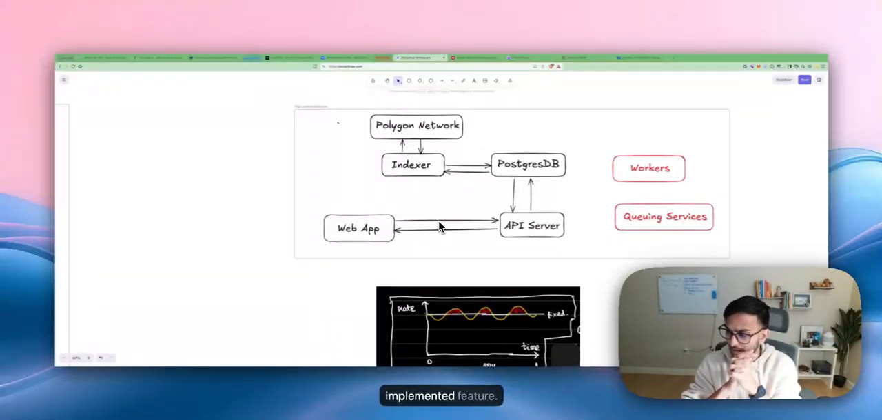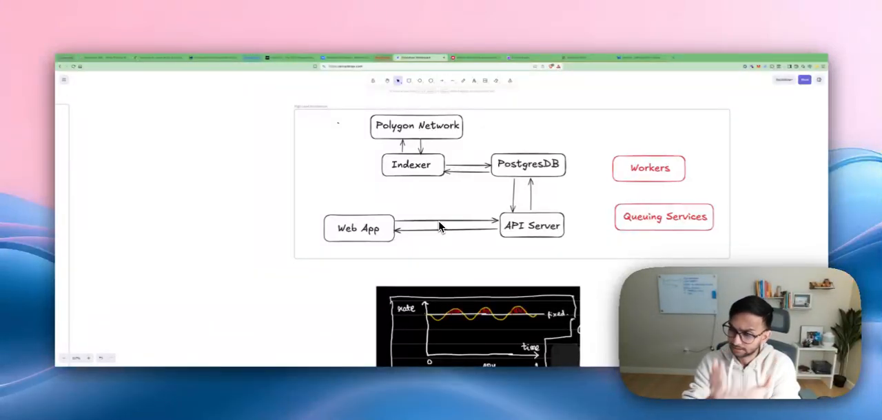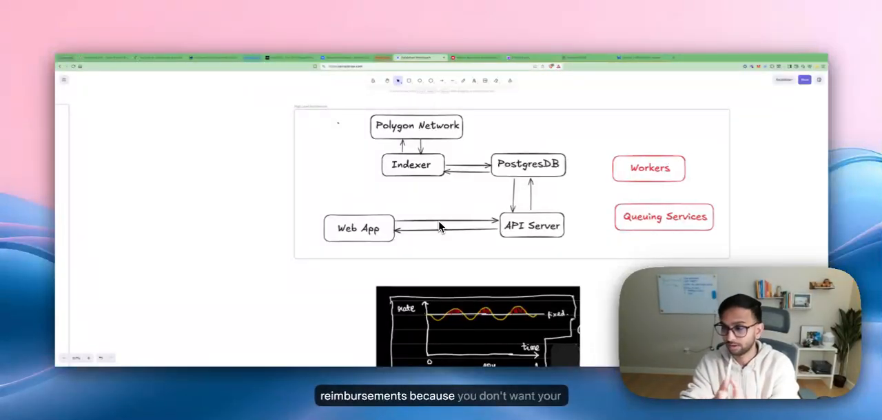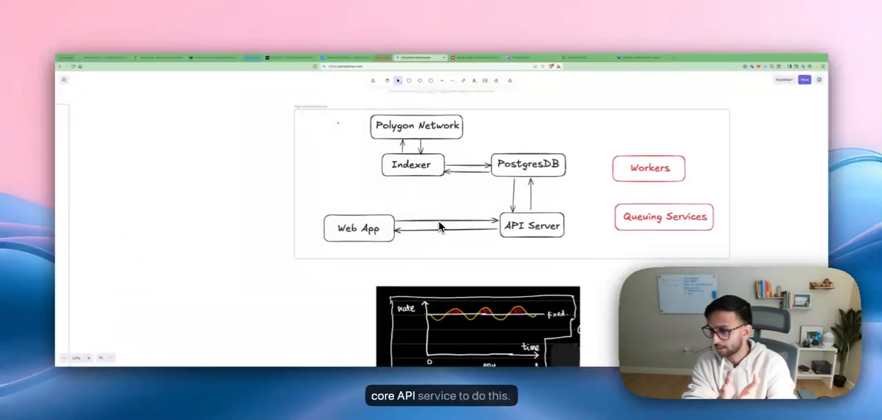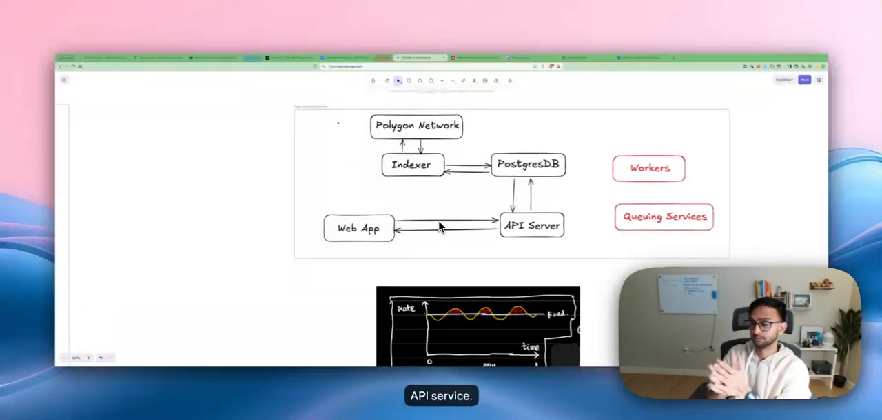be implemented feature, and I have been thinking that it would be the ideal implementation for interest calculation, interest accruals, and triggering the reimbursements, because you don't want your core API service to do this. But for the sake of the assessment, I have implemented the interest calculation in the API service.